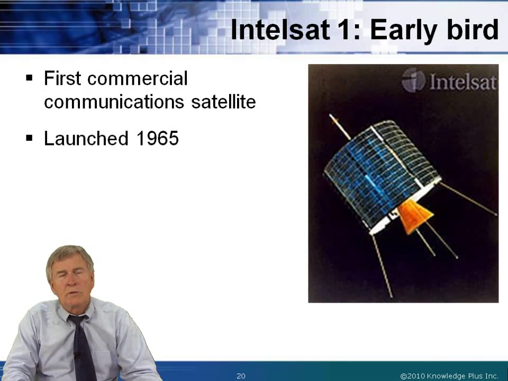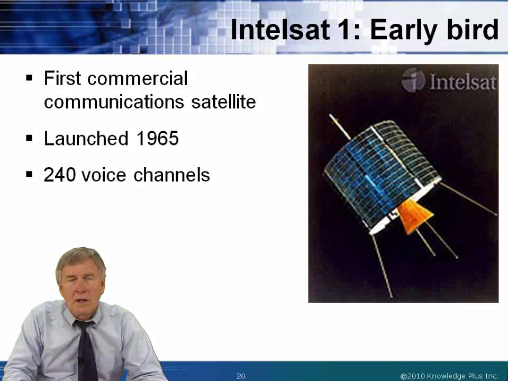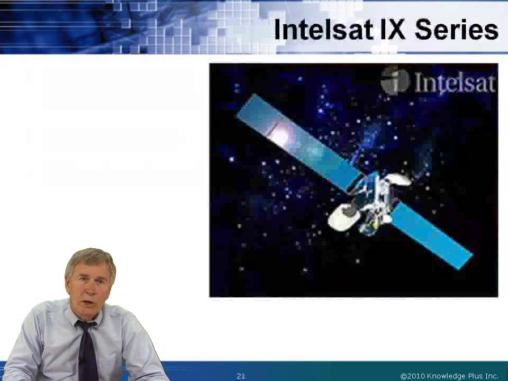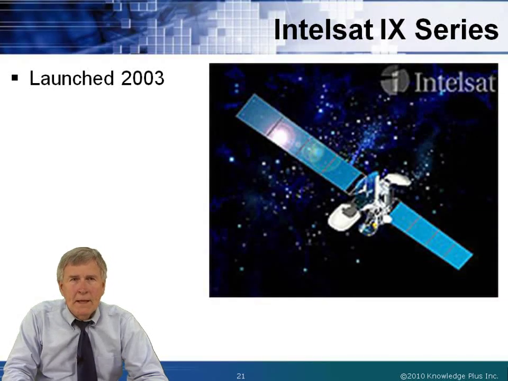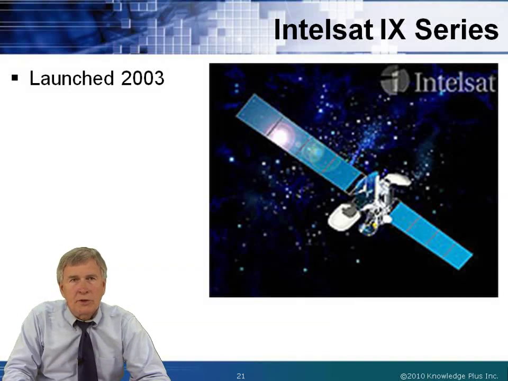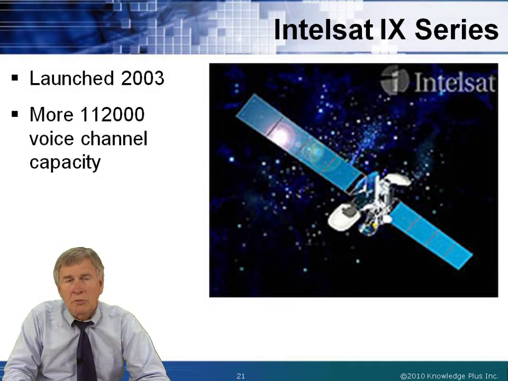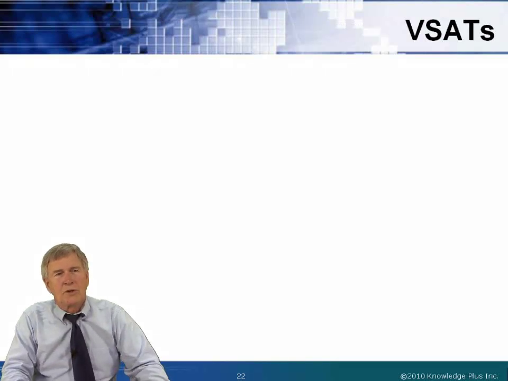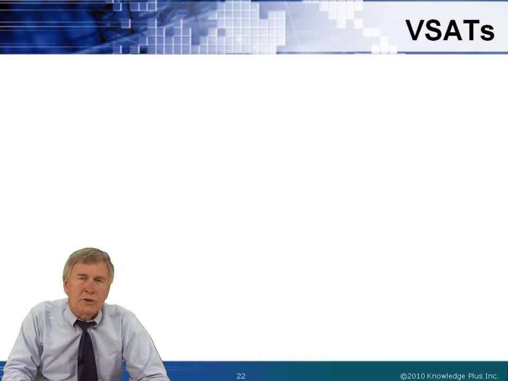Intelsat I was called Early Bird. It was the first one, launched in 1965, supported a whopping 240 voice channels. That meant you could have 120 duplex conversations. And Intelsat IX is kind of a mid-generation now, still in operation, launched in 2003, supports 112,000 voice channels, and we put those there just to show how the electronics has expanded.